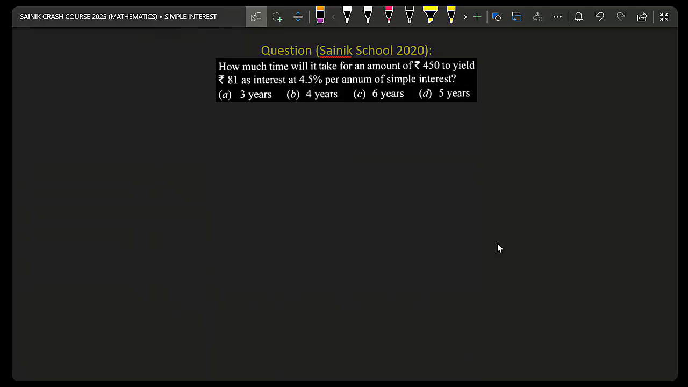How much time will it take for an amount of 450 to yield 81 as interest at 4.5% per annum of simple interest? Okay, tell me one by one what are the numbers in this question. What is 450? Principal is equals to 450. Very good. Principal is 450 rupees. And what is 81 rupees? Interest. Yes, simple interest is given 81 rupees. Next. Rate of interest is equals to 4.5% per annum. Units also are important.